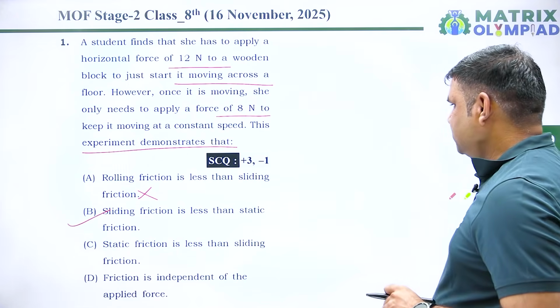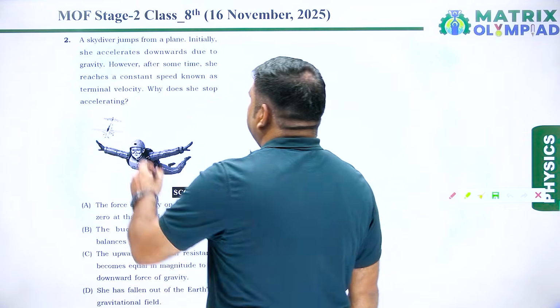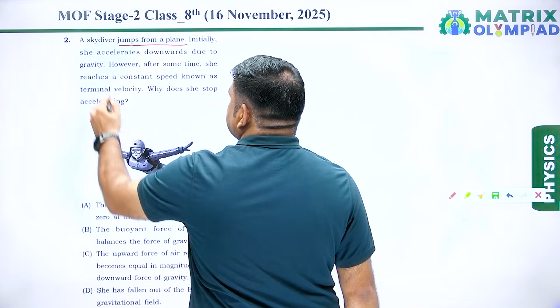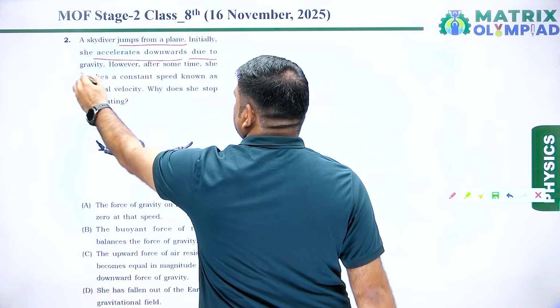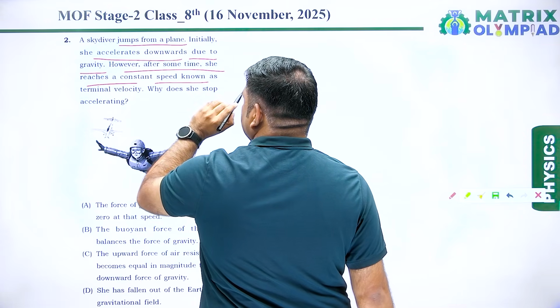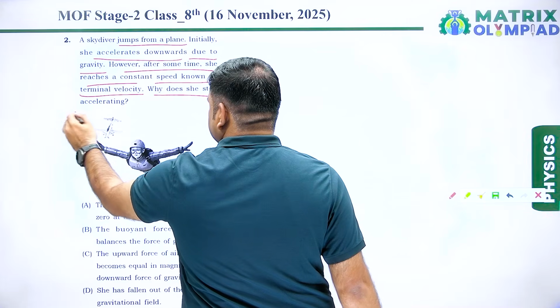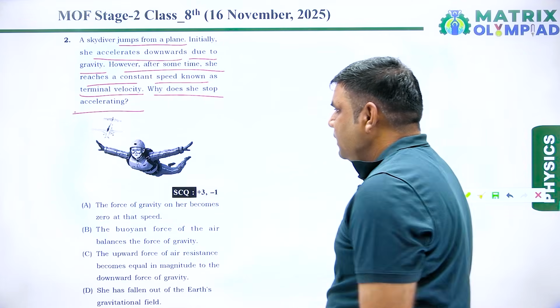Let's move to the next question. In question number 2, a skydiver jumps from a plane. Initially, she accelerates downwards due to gravity. However, after some time, she reaches a constant speed known as terminal velocity. Why does she stop accelerating?